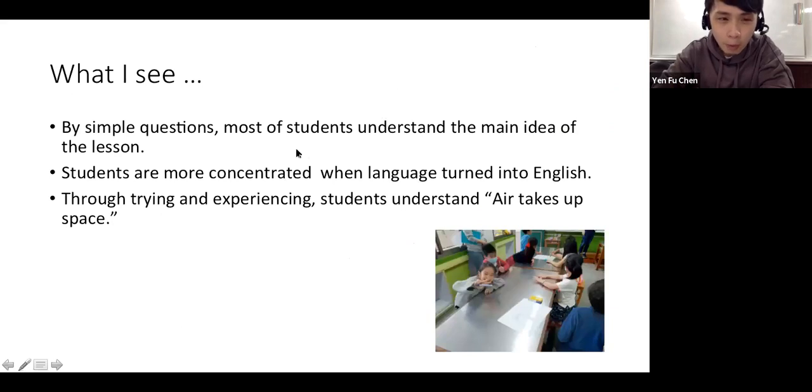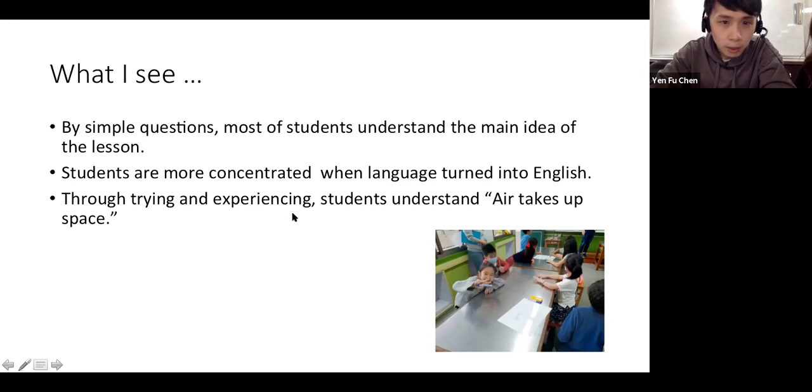So what I see about my first bilingual science class is that, with simple questions, most students could really understand the main idea of the lesson. Some students might not really know at first, but if we keep asking them the same questions or use something to compare it, they will understand. Or sometimes their classmates will help them to understand what the teacher is saying.